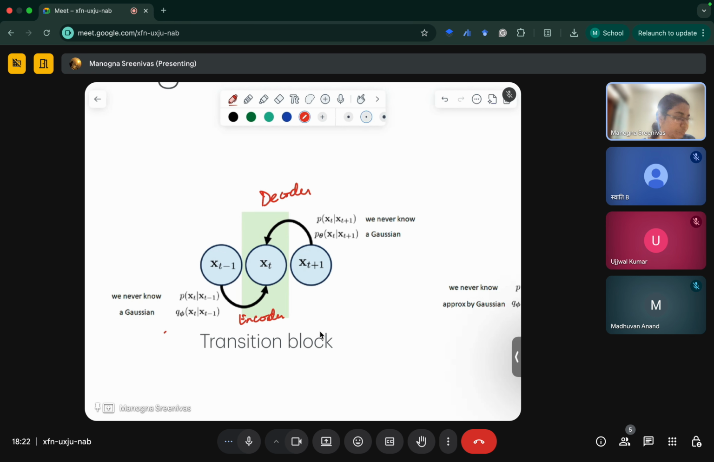And in the denoising process we are trying to learn or model p of xt given xt plus 1. We don't know what exactly this is, and this is modeled in the form of a Gaussian, given by p theta of xt given xt plus 1.